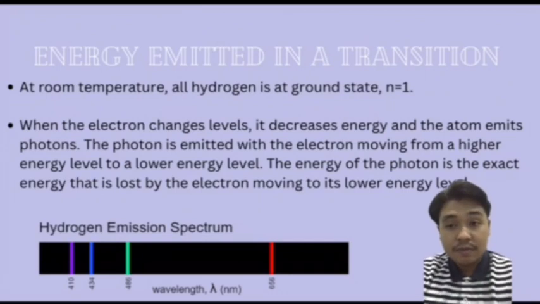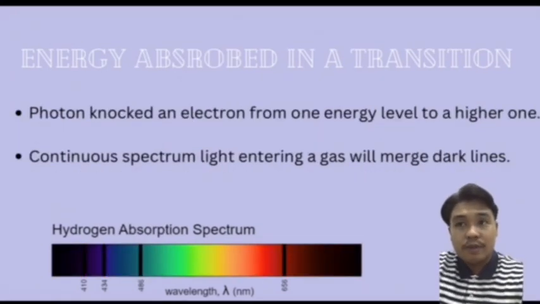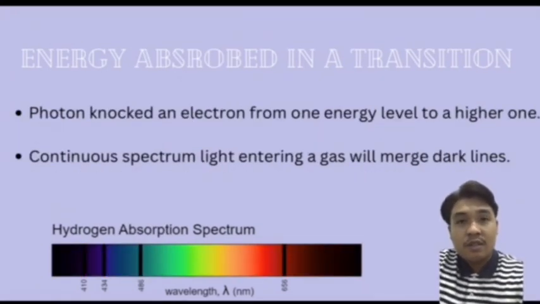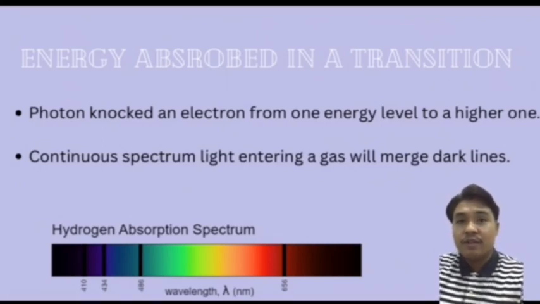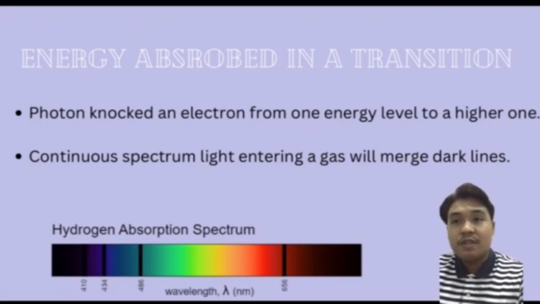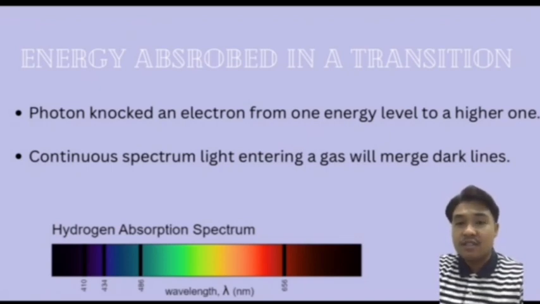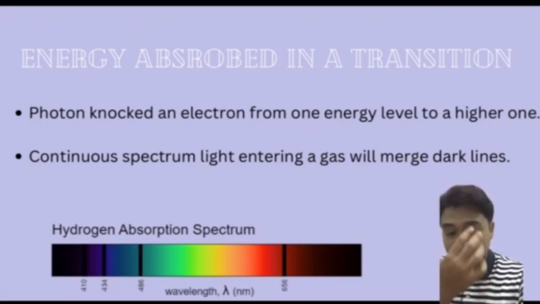energy level. Energy is absorbed in a transition when a photon knocks an electron from one energy level to a higher one. This continuous spectral light entering gas will show the dark lines of the hydrogen absorption spectrum.